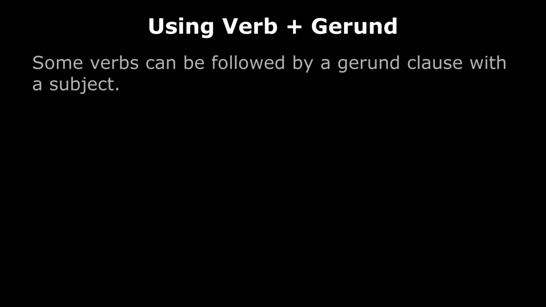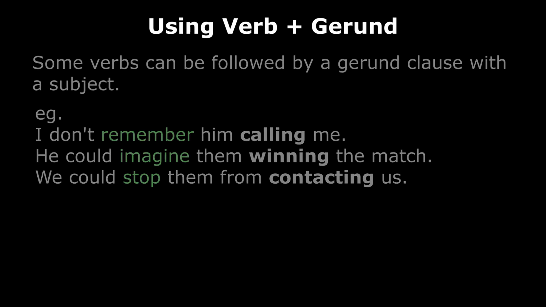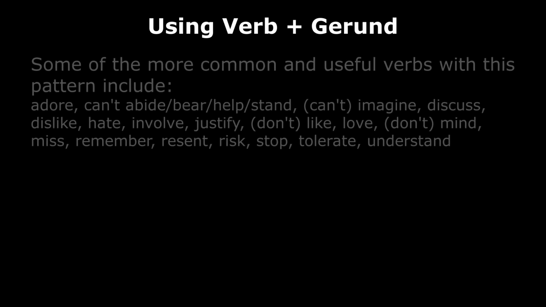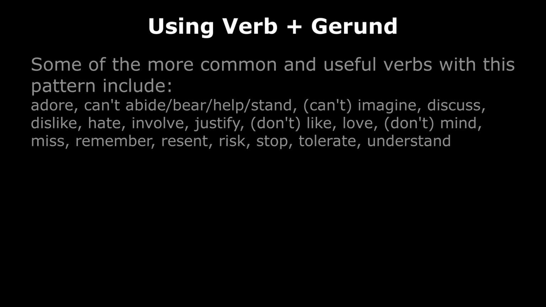Some verbs can be followed by a gerund clause with a subject. For example, I don't remember him calling me. He could imagine them winning the match. We could stop them from contacting us. Some of the more common and useful verbs with this pattern include: we can use most of these verbs with or without a subject in the gerund clause.